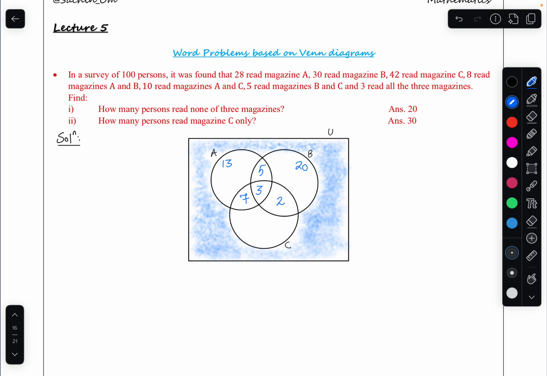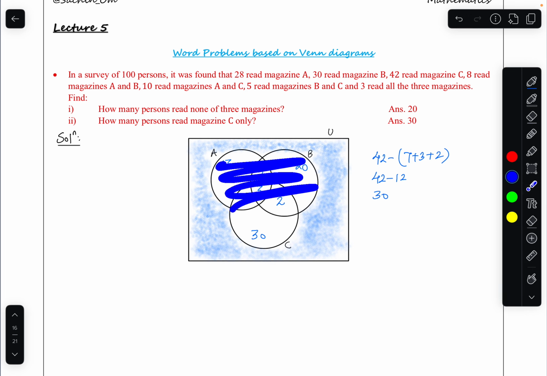Third one, this portion C only. C is being read by 42 people, of which 7, 3, and 2 I've already taken into account. What remains is 12, and so 42 minus 12 gives me 30. So this is what I have. This whole region is the union of A, B, and C.